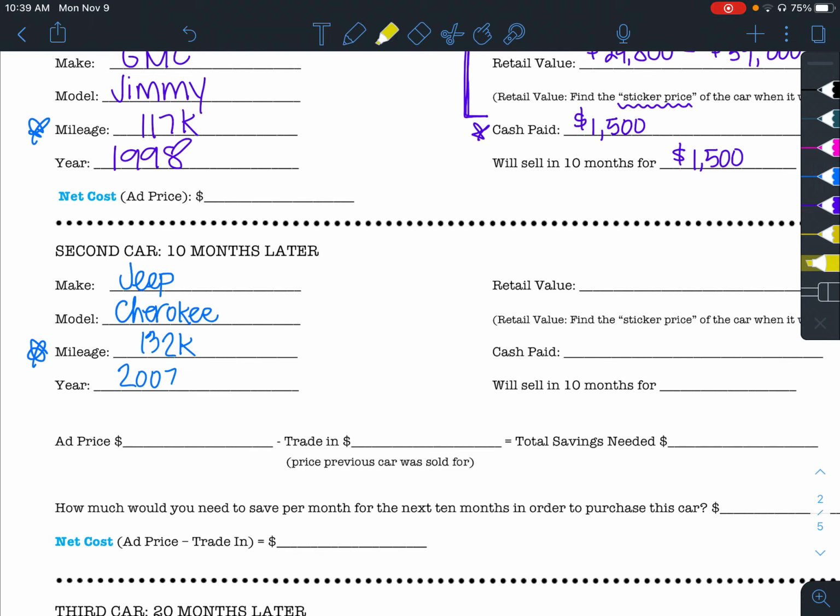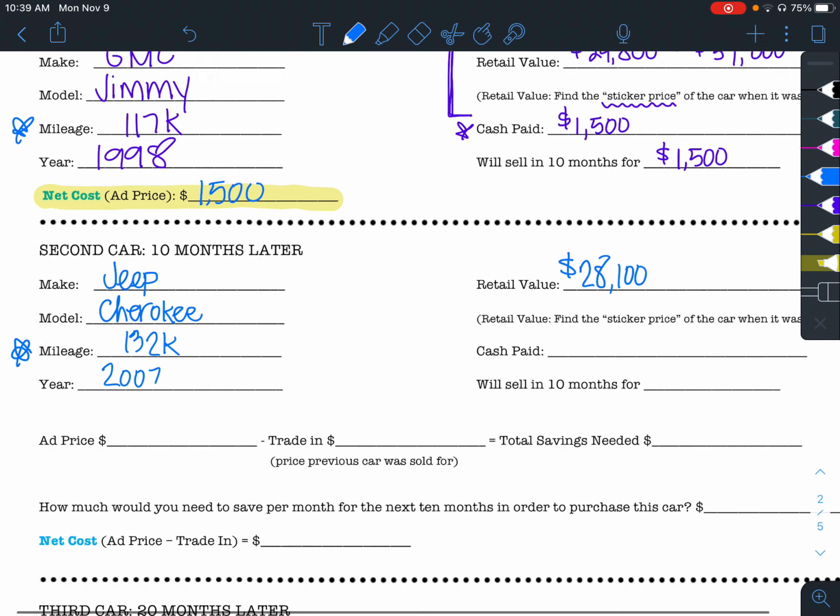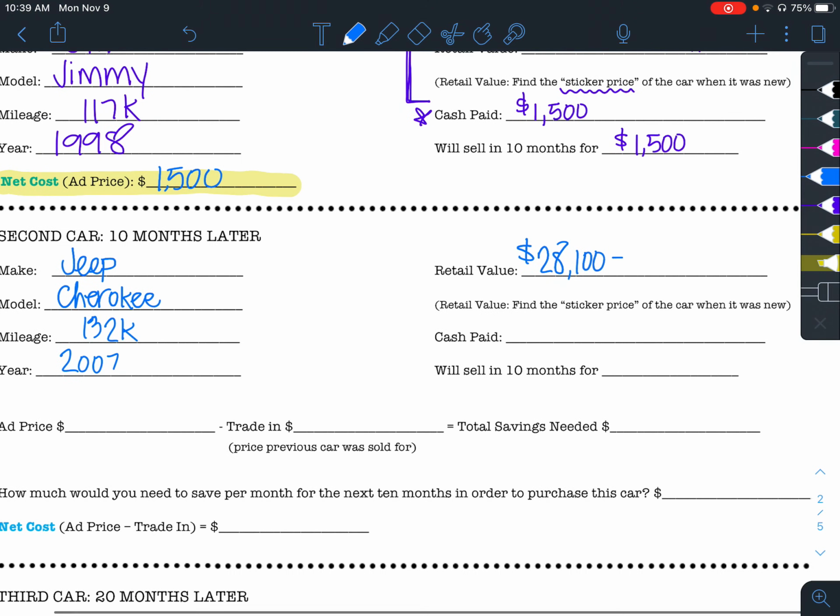I just realized I actually left a blank on this last part. So I'm going to come back here where it says net cost, which again is just the advertised price. So you'll see that number appear a couple times for each car. The retail value, again, I did some Googling, found Auto Trader again to be helpful here. And I found that in 2007, a Jeep Grand Cherokee or a Jeep Cherokee was selling for somewhere between $28,100 and $43,100, depending on the model and options. The cash paid, the list price for this car, the advertised price was $4,500, and I'm planning on selling it in 10 months for $4,500.